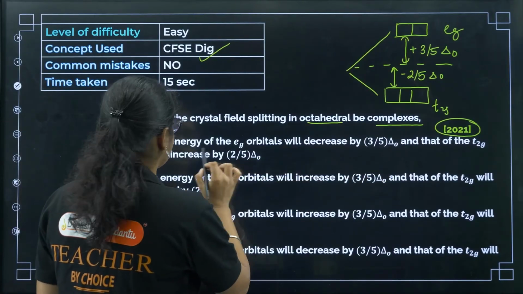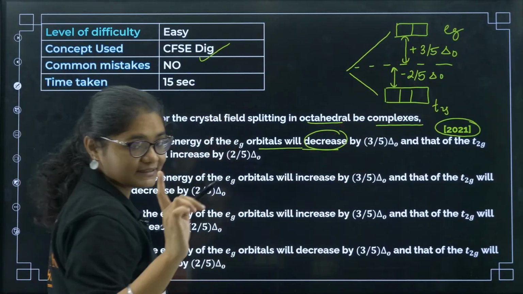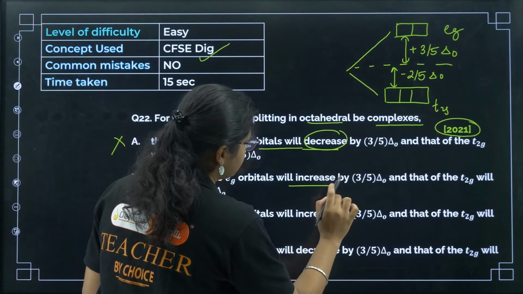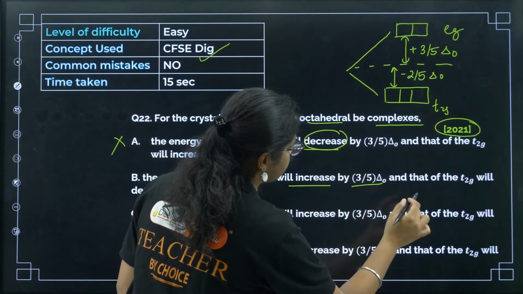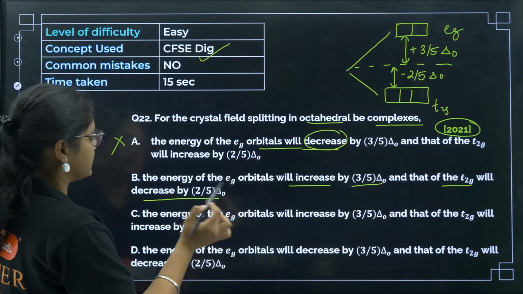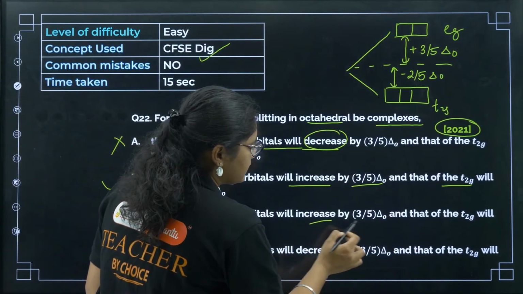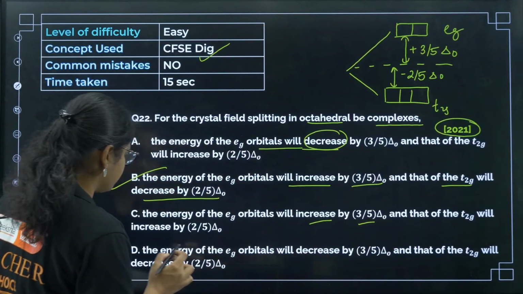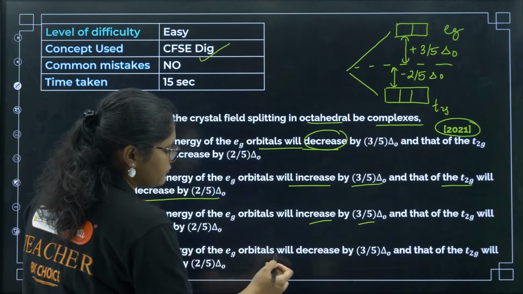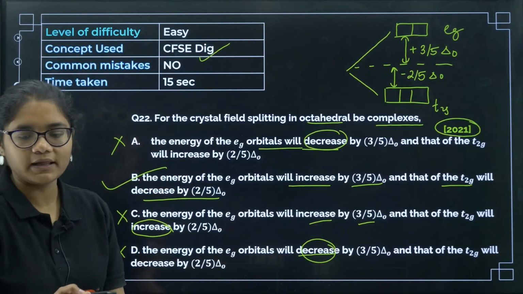So will the energy of the eg orbital decrease? No, because the energy of the eg orbital is increasing. So this is a wrong statement. The energy of the eg orbital will increase by 3/5, that is correct, and that of t2g will decrease by 2/5, that is also correct. So this is the correct statement. The statement that the energy of eg will increase by 3/5 and that of t2g will also increase is wrong because t2g is decreasing. Energy of eg orbital will decrease is also wrong. So the correct answer is option B here.